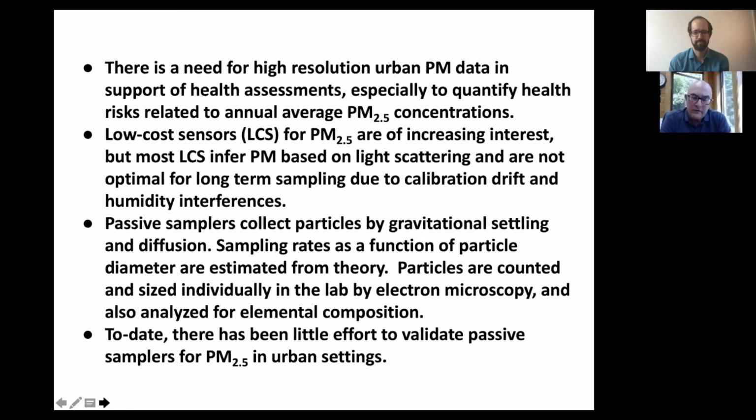There's been a lot of interest in low-cost sensors as a way of getting at that, but unfortunately, a lot of the available real-time sensors are really not optimal for long-term sampling because of calibration issues and humidity interferences. Now, passive samplers have potential to fill that gap. They haven't really been used too much for particles, and they certainly haven't been validated for PM 2.5. So my project was really aimed at trying to do just that.